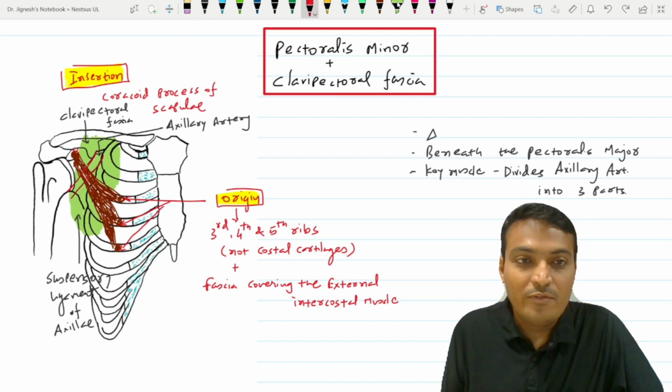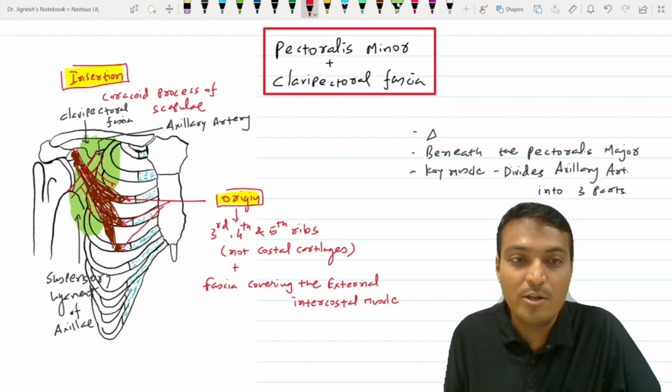The superior border of the pectoralis minor muscle is accompanied by the superior thoracic artery, and the inferior border of the pectoralis minor muscle is accompanied by the lateral thoracic artery.